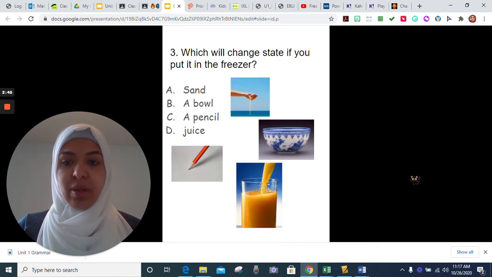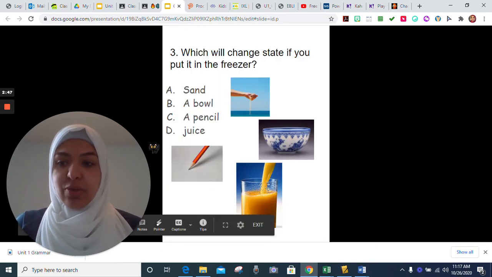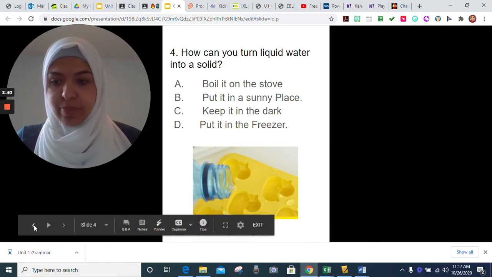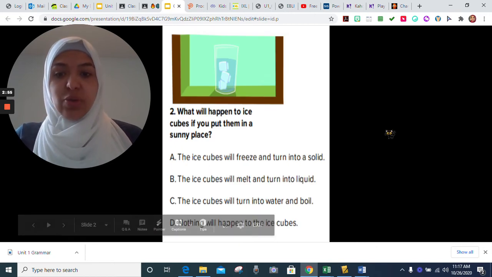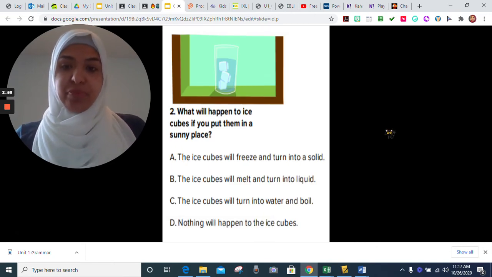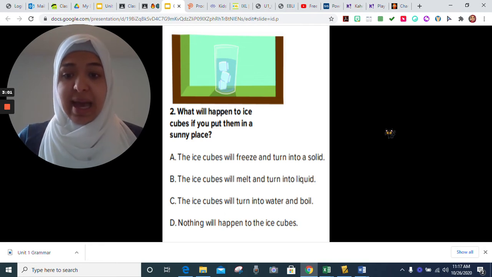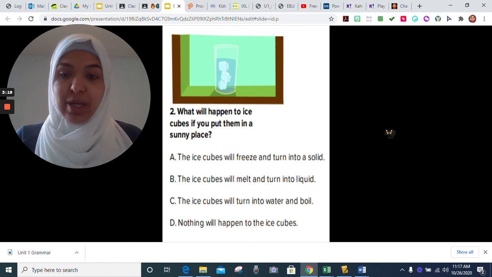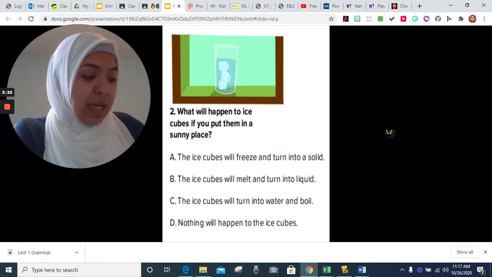If you picked B, then your answer is correct, because when you put ice cubes in a sunny place, the heat from the sun is going to melt them down and they are going to become a liquid. So for 2, the answer is B.